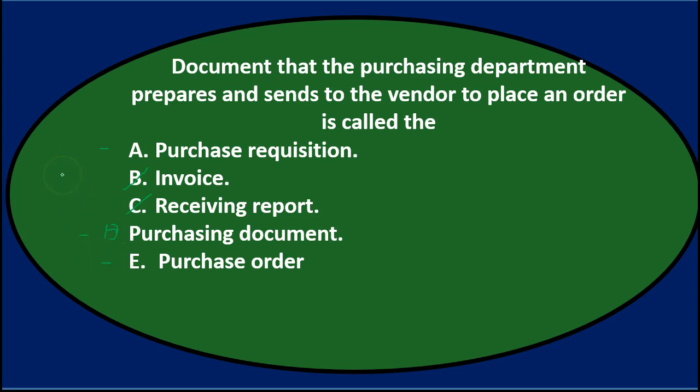So we're going to read through this one more time. The document that the purchasing department prepares and sends to the vendor to place an order is called the purchase requisition, or purchasing document, or purchase order. Now, of those three, you kind of just got to know the terminology here, and that's going to be a purchase order. So it's going to actually be the purchase order.